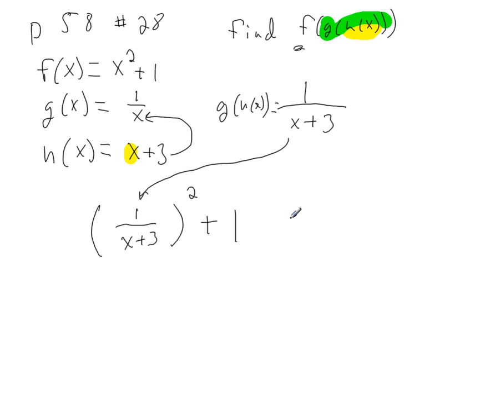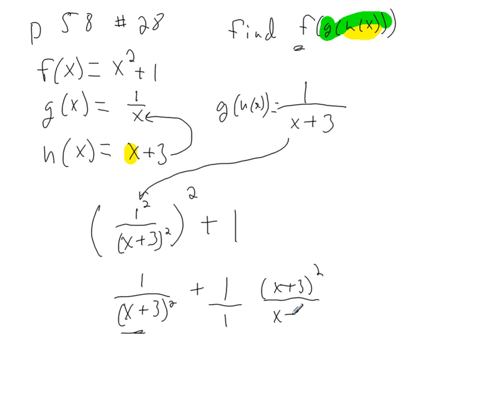When I square a fraction, that's the same thing as squaring the numerator and squaring the denominator. So 1 squared is 1. And certainly that's all right. In fact, as you get into calculus, leaving your denominators factored is the best way to go, because it makes it easier to see things. But we probably want to make this a single fraction. So I'm going to think about this as being over 1, and my common denominator is going to be x plus 3 quantity squared. So I'm going to multiply this fraction by x plus 3 squared over x plus 3 squared.